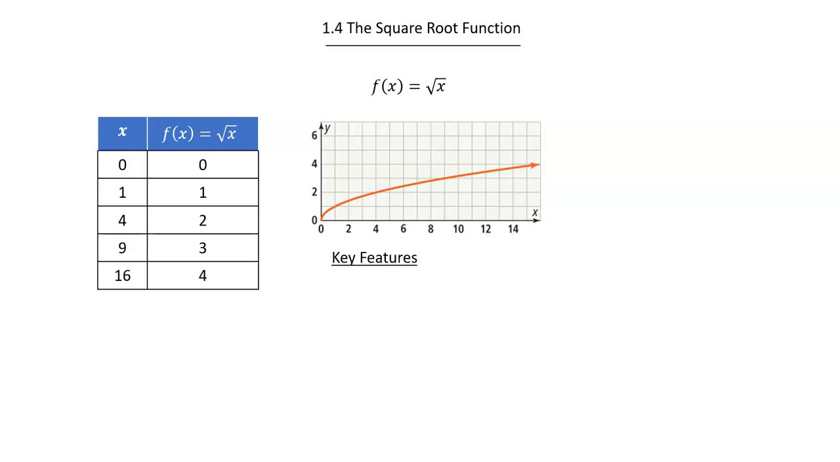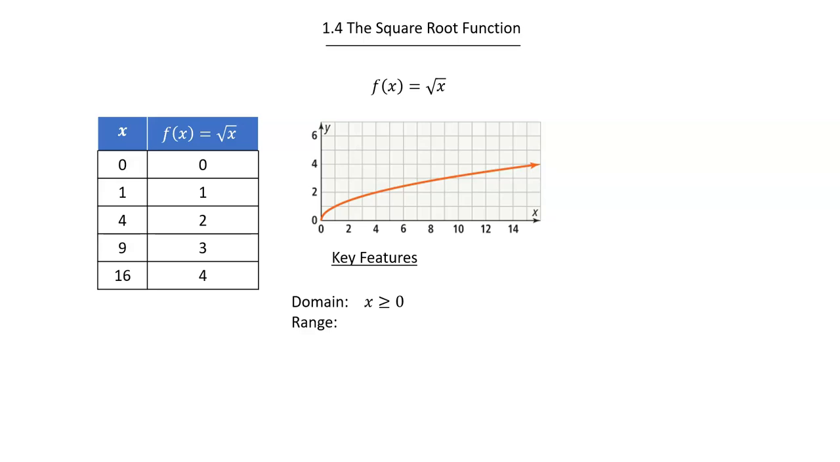So one of the things we want to do is identify the key features of a graph. A couple of key features are the domain and range. The domain is what can we put in for x. So we said we can't put in negative numbers. We can put in 0. We can put in integers. We can put in fractions. We could take the square root of 1/4. So we can put in any positive number. So the domain is x is greater than or equal to 0.